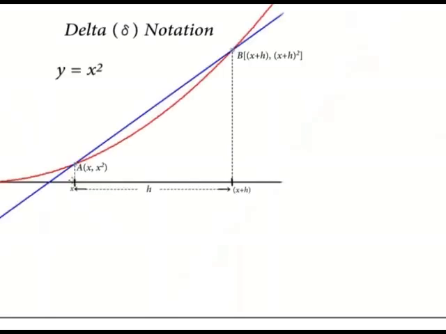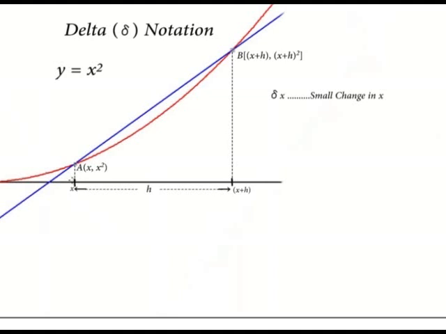Next, the delta notation. Now, in our explanations, we used h to represent the small change in x. The Greek letter delta is used to indicate a small change, and so delta x means a small change in x. Delta y means a small change in y. Notice that delta x is a single entity and does not mean delta times x.